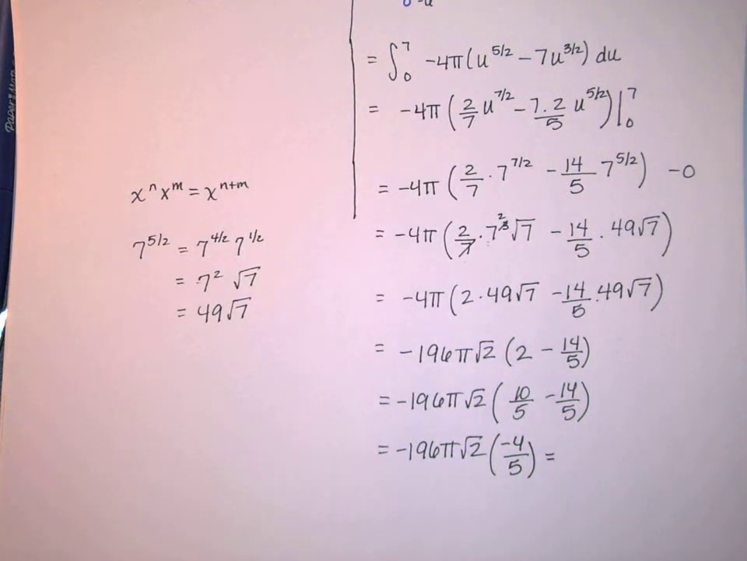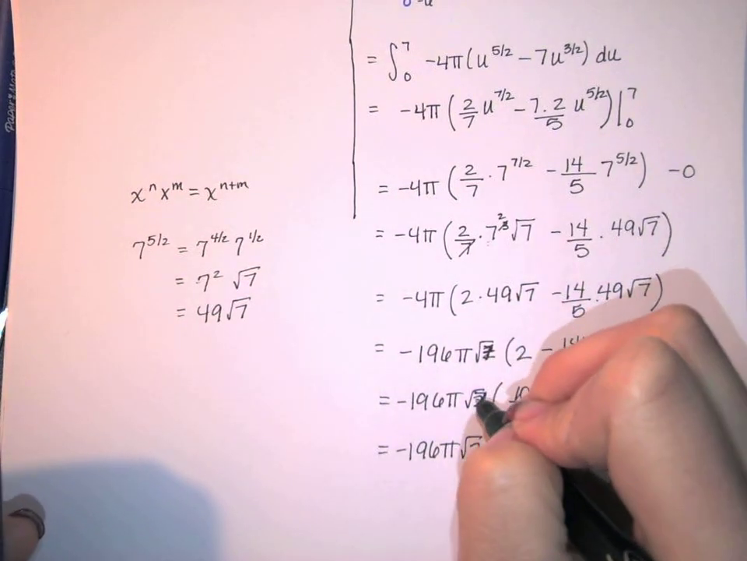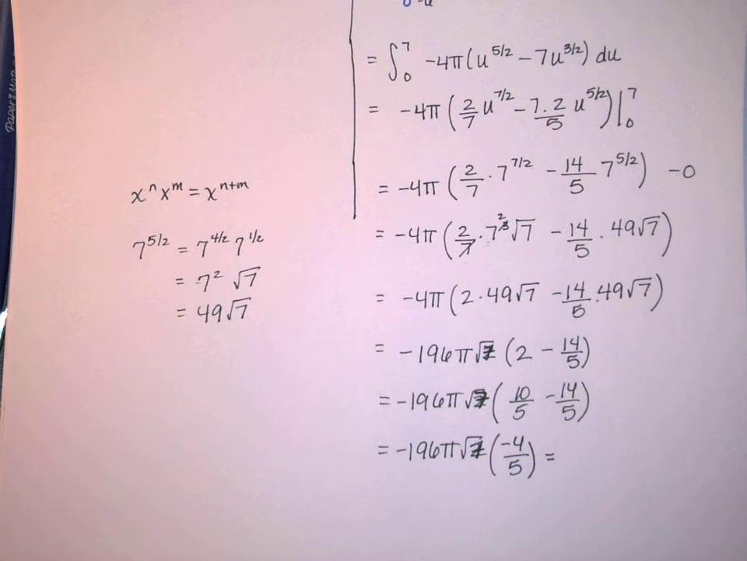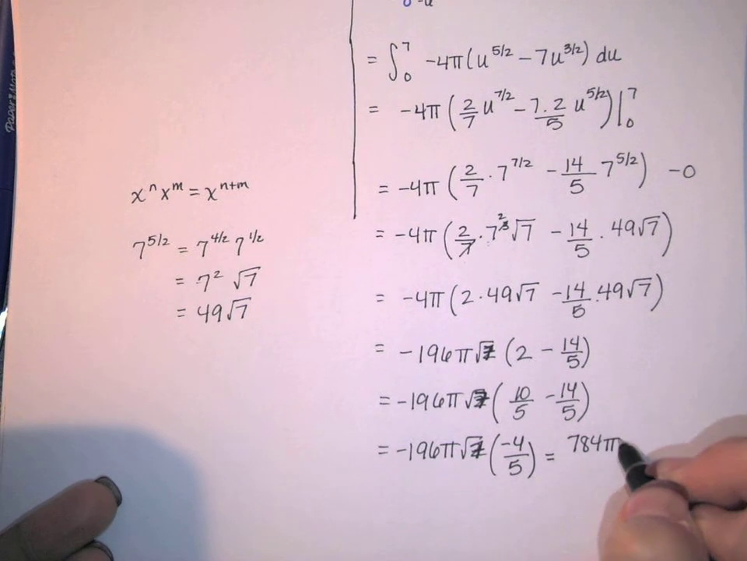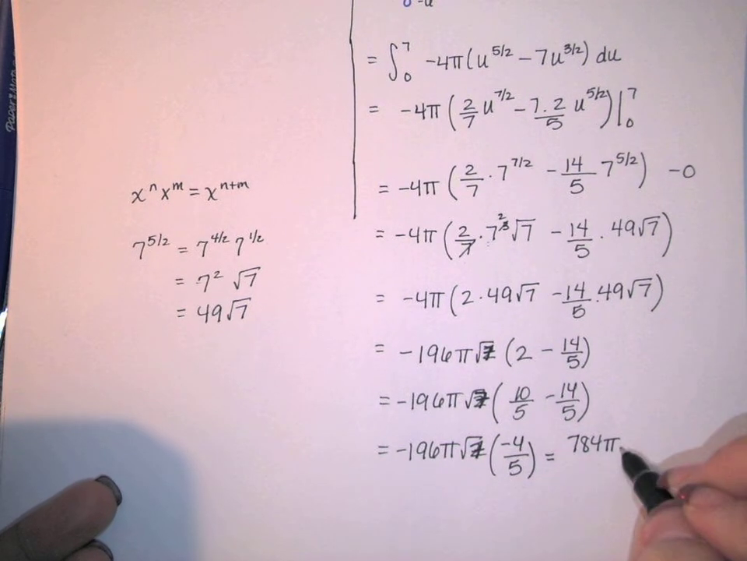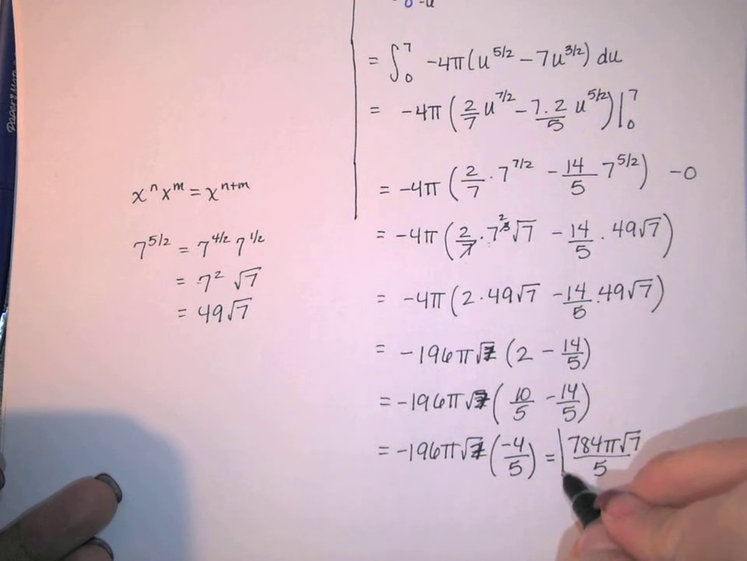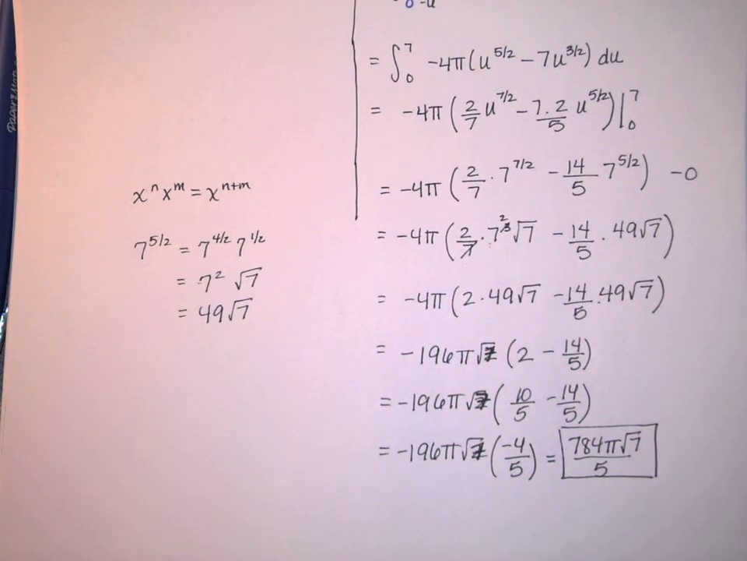So we get 196 times negative 4, and I don't know why I started writing square root of 2. That should be a square root of 7, guys. I'm so sorry. 196 times 4 is 784. So I've got 784 times pi times square root of 7, all divided by 5. All right, that's our answer.